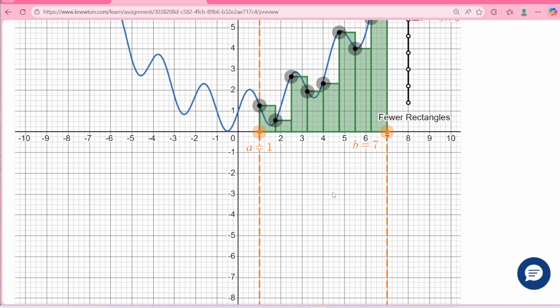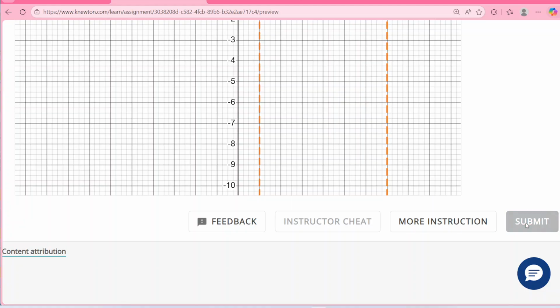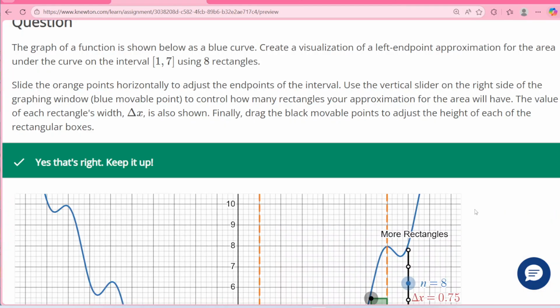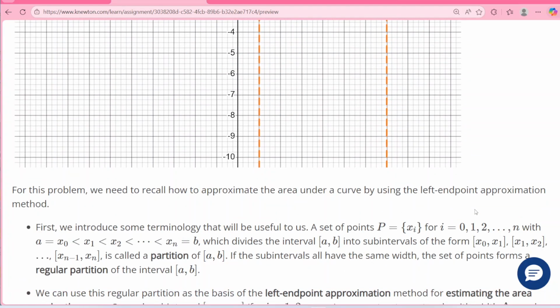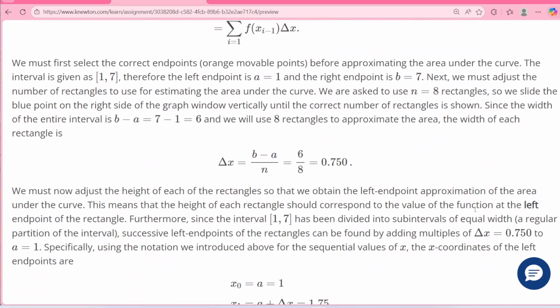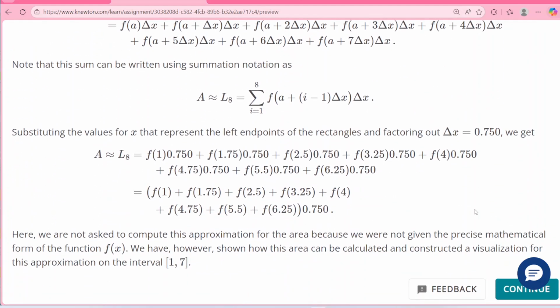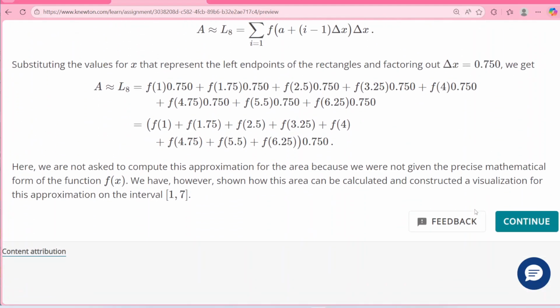I think that looks pretty good. We'll see what they say. Yeah, I guess it was close enough. So looks good. And that's it for that one. I don't know if they actually do the plug-in. Maybe they do, but they don't want the actual area. They just have you fill in a picture.